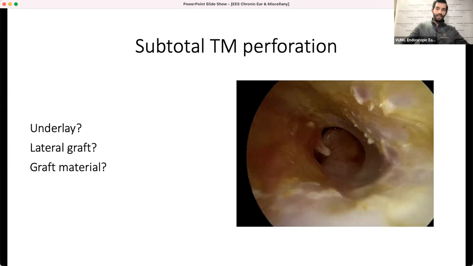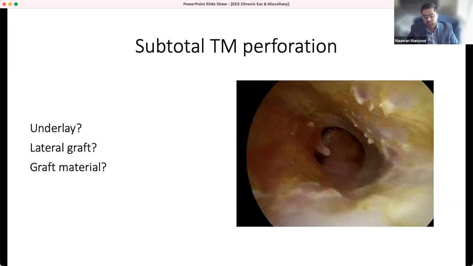So I'll ask you about your technique. I think I know what the answer is going to be for all of you, but are you going to use an underlay technique for something like this, Dr. Manzoor? So excellent question. And I think the answer is dependent on your comfort and expertise and what you're used to.